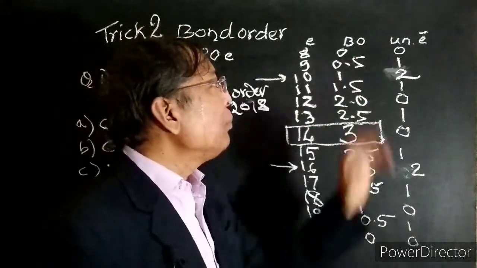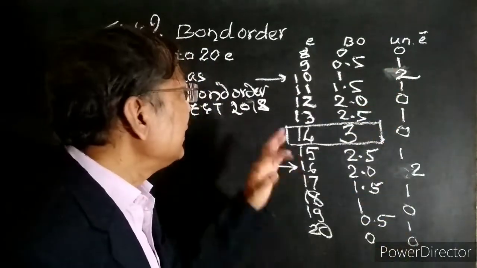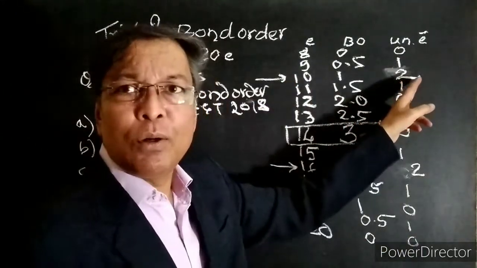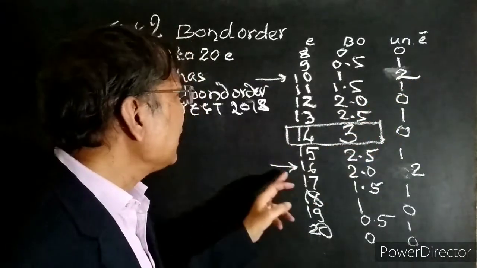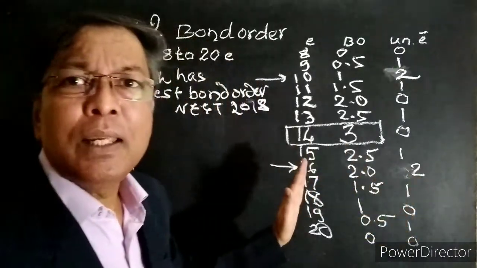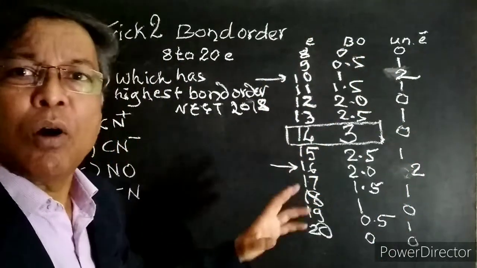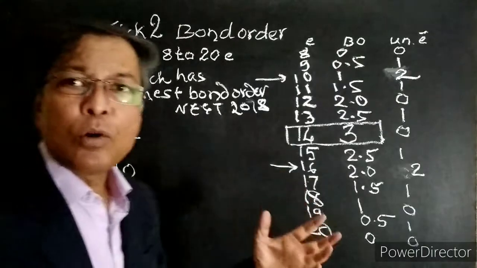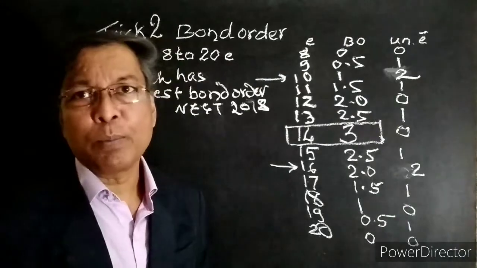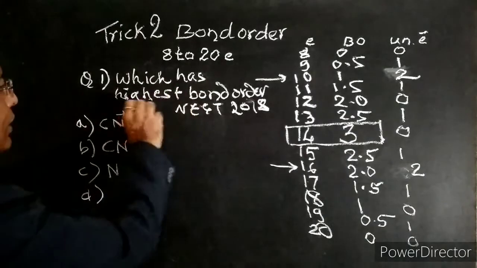Then, how to write the unpaired electrons? We have to write 0, 1, 0, 1, 0, 1 up to 20 electrons. Then for the molecule containing 10 electrons, instead of 0, we have to write 2. And for the molecule containing 16 electrons, instead of 0, we have to write 2. This is the thing we have to remember, and when we know how to write this chart, we can solve any questions related to bond order, bond length, stability, magnetic properties and bond enthalpy. Now let us solve this question, which has the highest bond order.